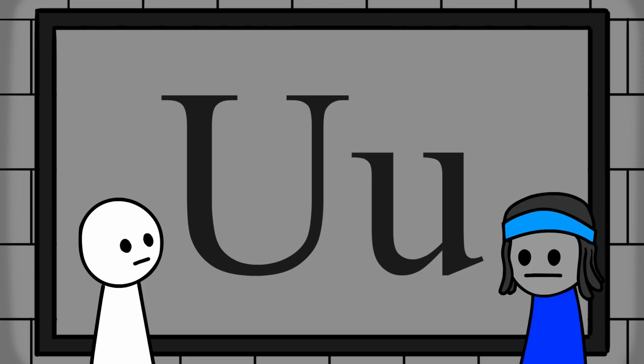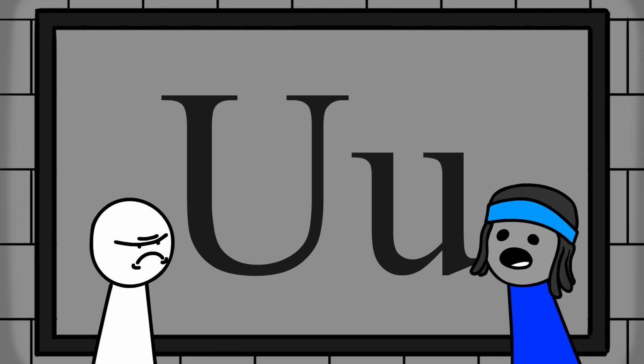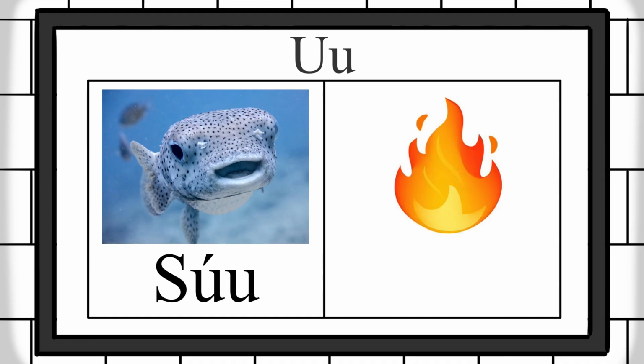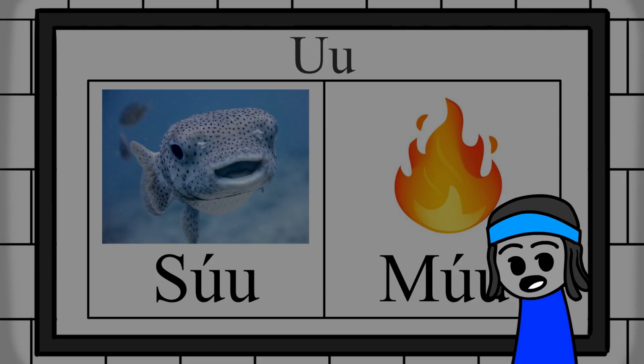For U, no, not you. I mean the letter U. For U, the first example is fish, which is su. Pretty straightforward. And then fire, which is mo, mo. The U is emphasized there, so it provides a moi.